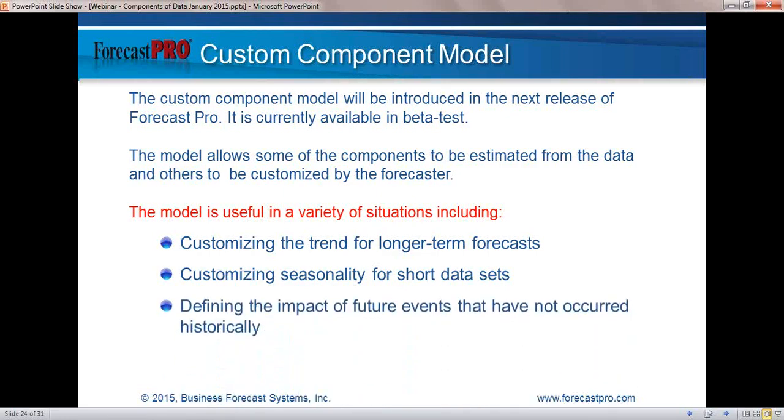Here's another one that comes up a lot. I've never promoted the product, but we're going to next year. So how do I forecast that event component when it's never occurred? Okay. So these are just some examples. There are many others of instances where you might want to change some of the components in the forecast period. And let's show you how this new model works.